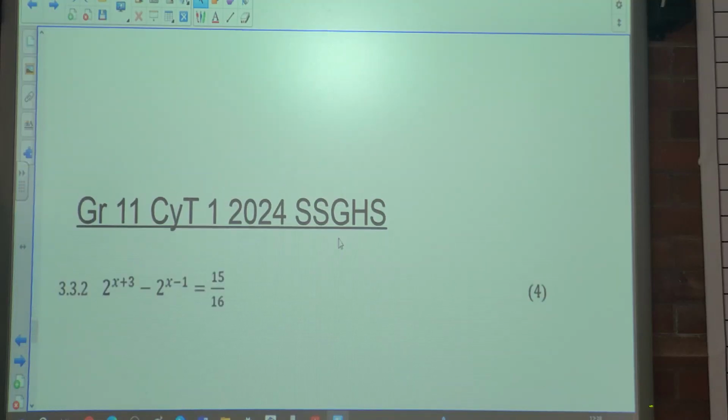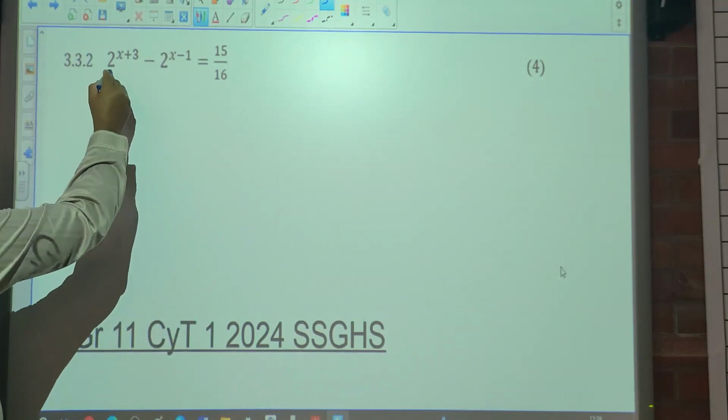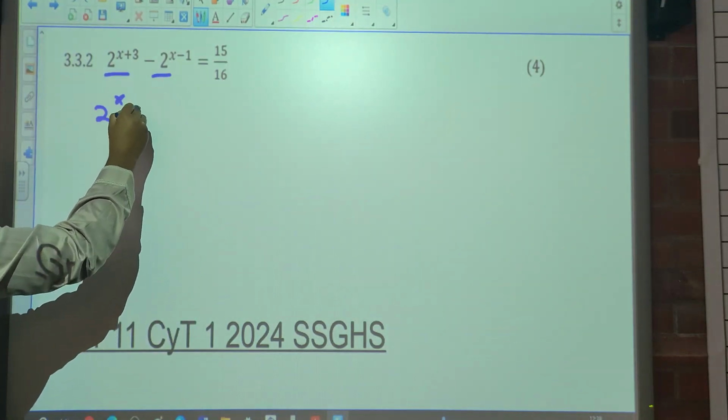Right, people, the next one. We've got 2 to the x plus 3 minus 2 to the x minus 1 is equal to 15 over 16. So what do I do first? Break up so that I can factorize.